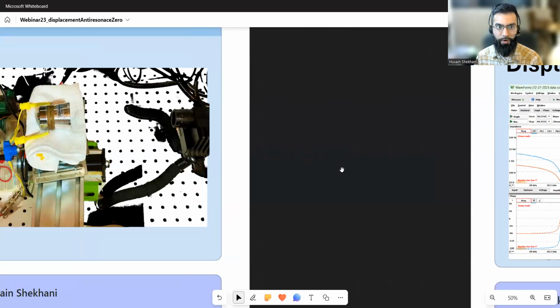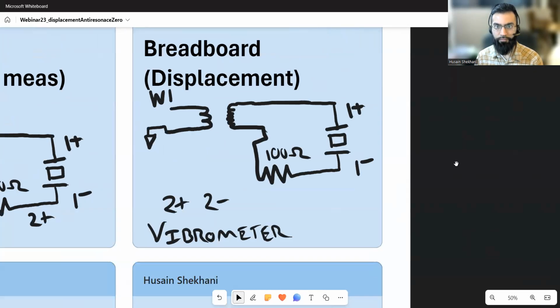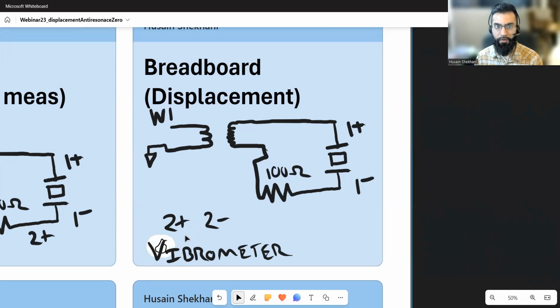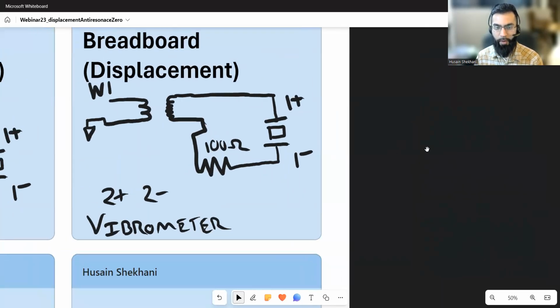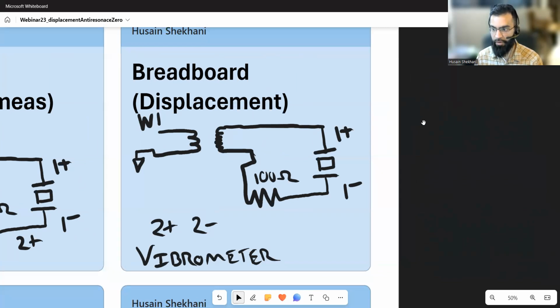Now we get to the special part. I use the displacement. I measure displacement with the vibrometer, and you have to set up the vibrometer with special functions. So is the graph voltage, current?